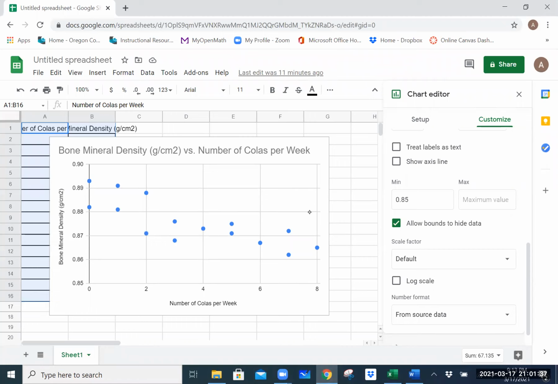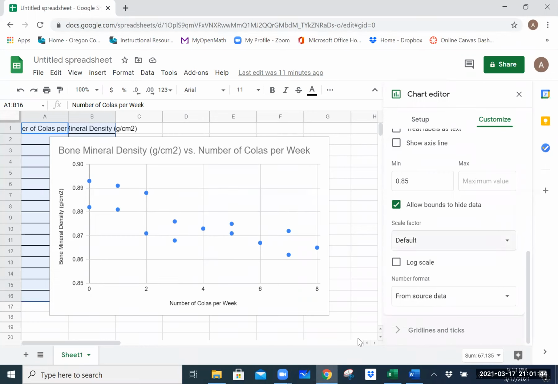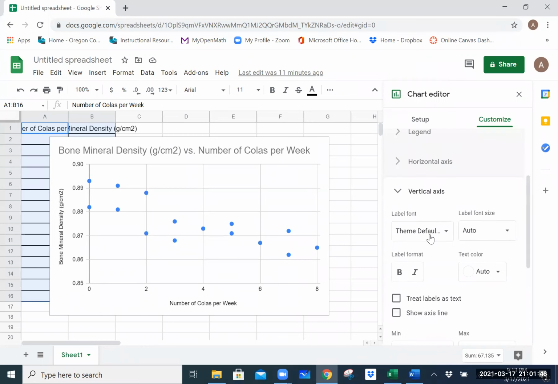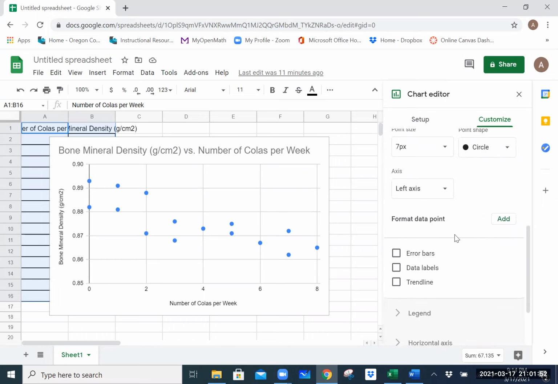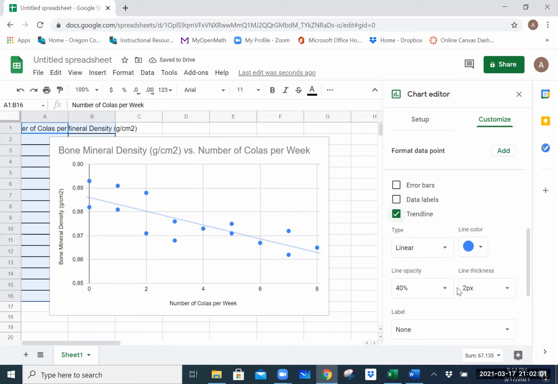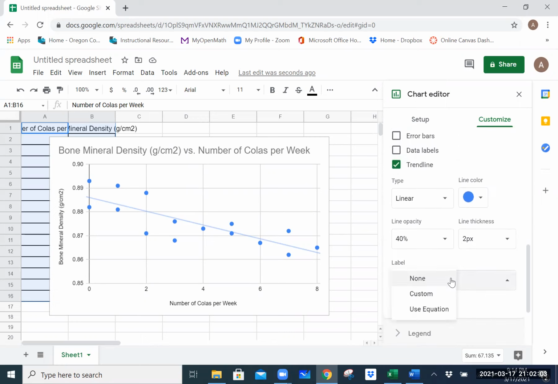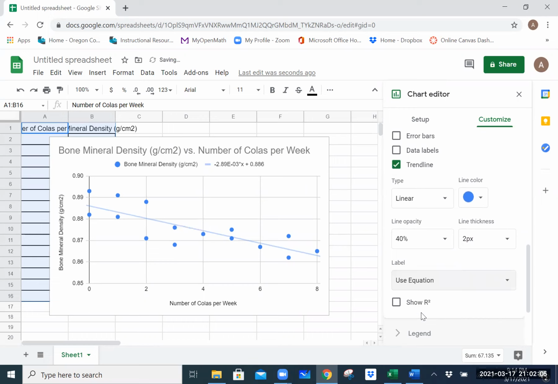I should also be able to keep it on this graph, have a way of finding the trend line. So let's go ahead and scroll. I think it's under series. Let's see. Oh my goodness, I can't believe I remember. So under series right here, trend line. Boom, there it is. Okay. And I think I have to, yep, label, use equation. And there's the trend line right up here.